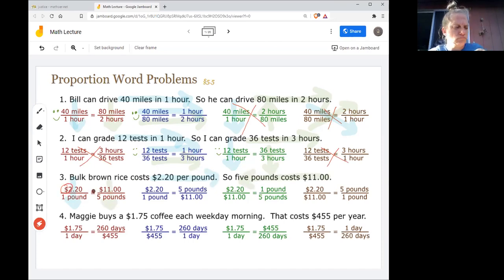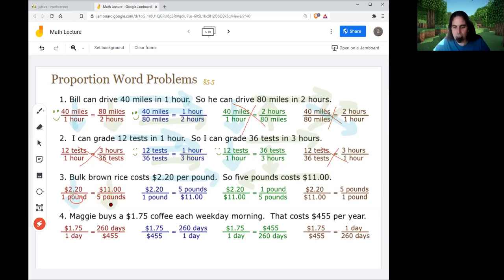Here, it's true that dollars is always on the top and pounds is always on the bottom. So they tried to trick us. They put things in the wrong order on the second sentence. It's not dollars first and then pounds both times. But when we make our equation, we want dollars to always match on the top and pounds to always match on the bottom. We could have flipped both of them. You could put pounds on top both sides and dollars on the bottom both sides. That would be fine, as long as it's consistent, as long as it's symmetrical.